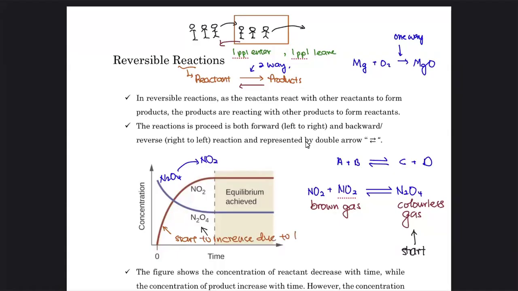due to NO₂ being formed. On the top, N₂O₄ is being used up. So one is being used up, one is being formed. So you will see the lines, one goes down, one goes up.